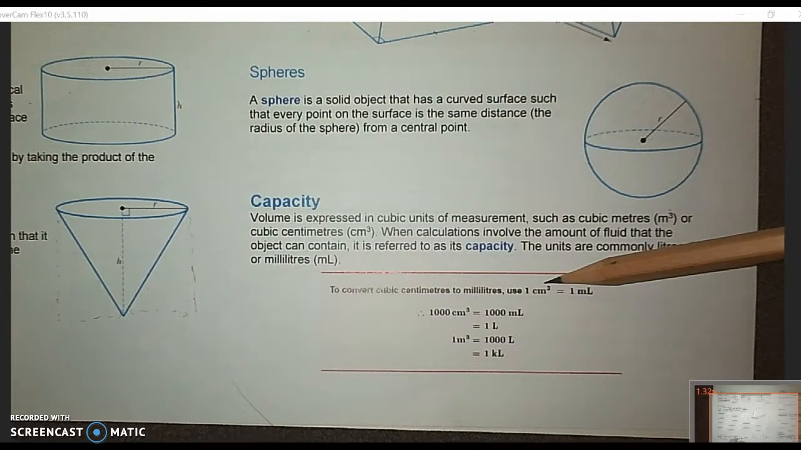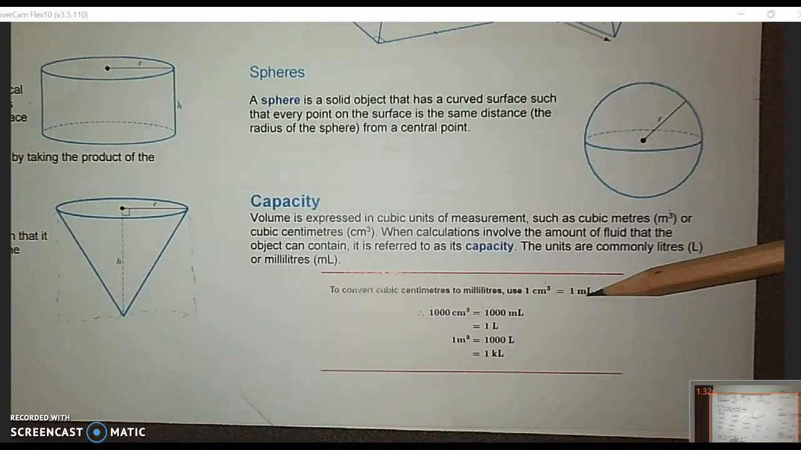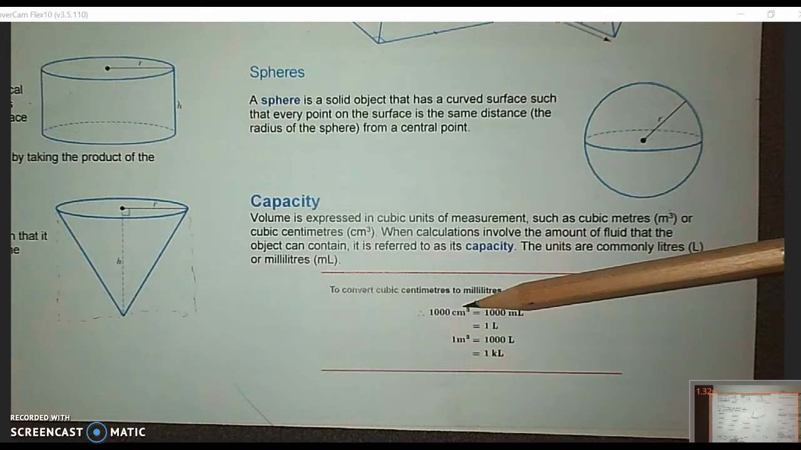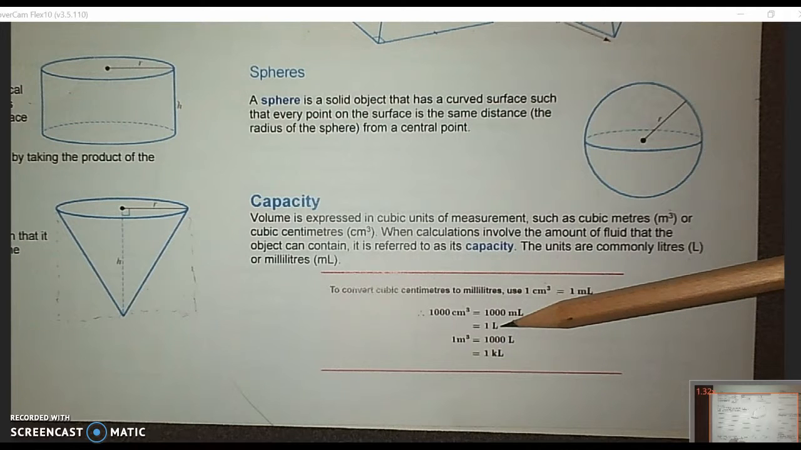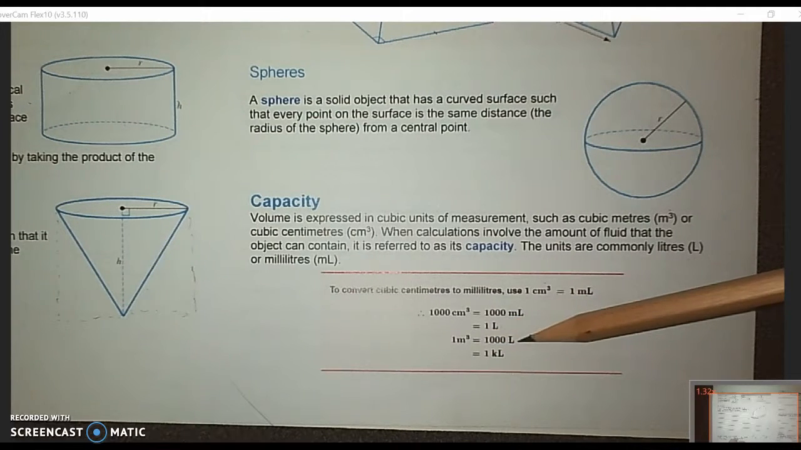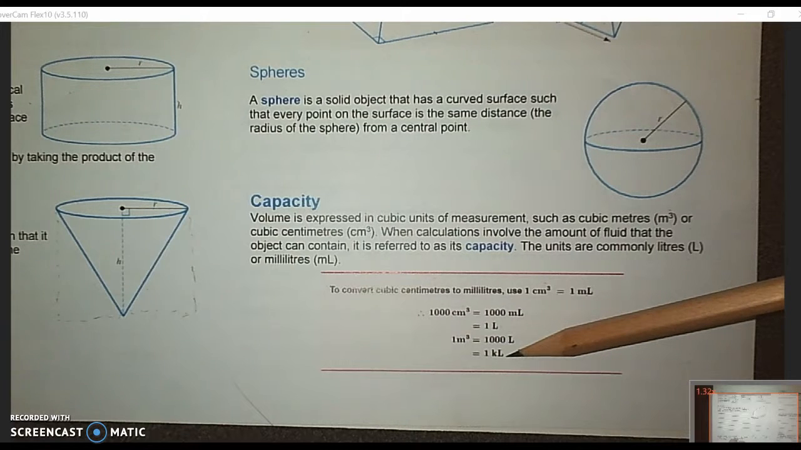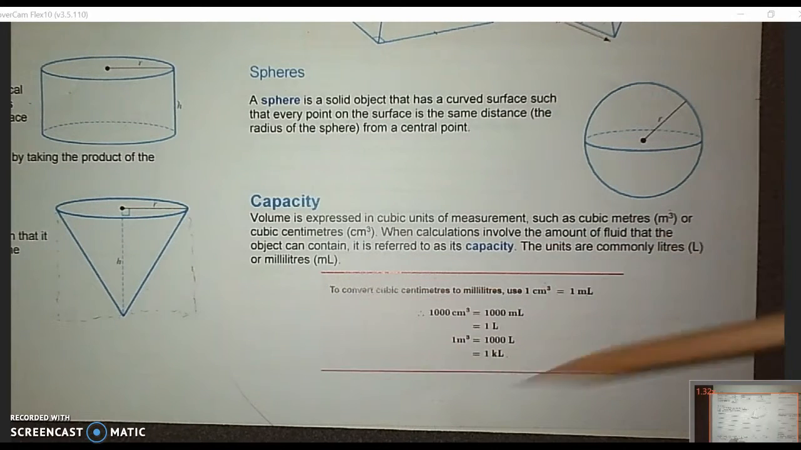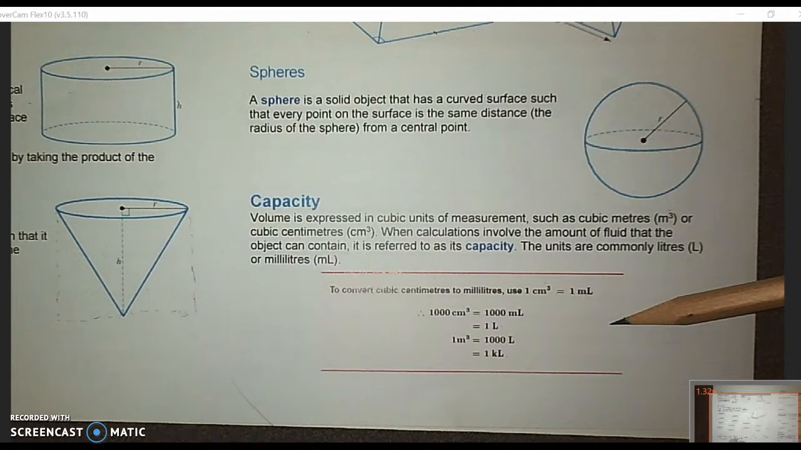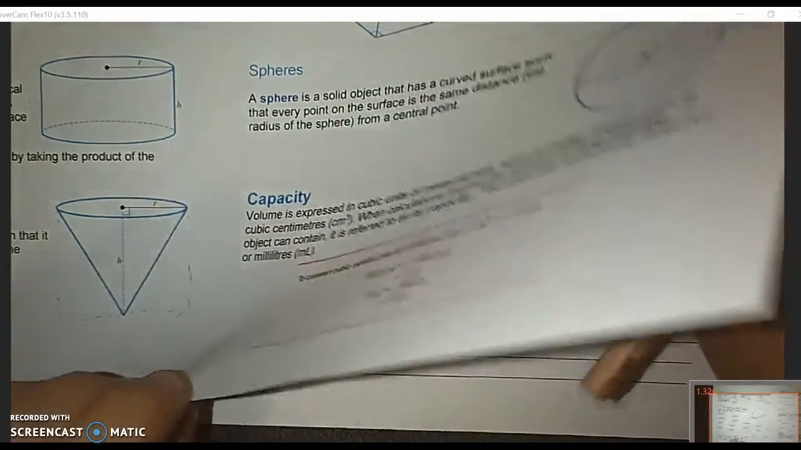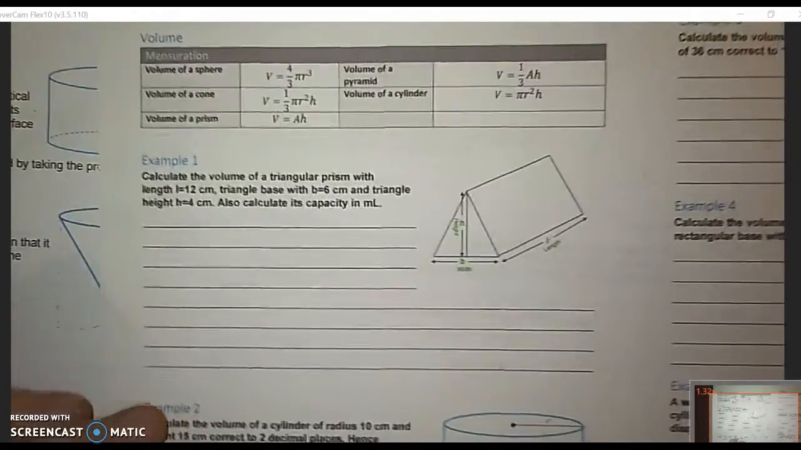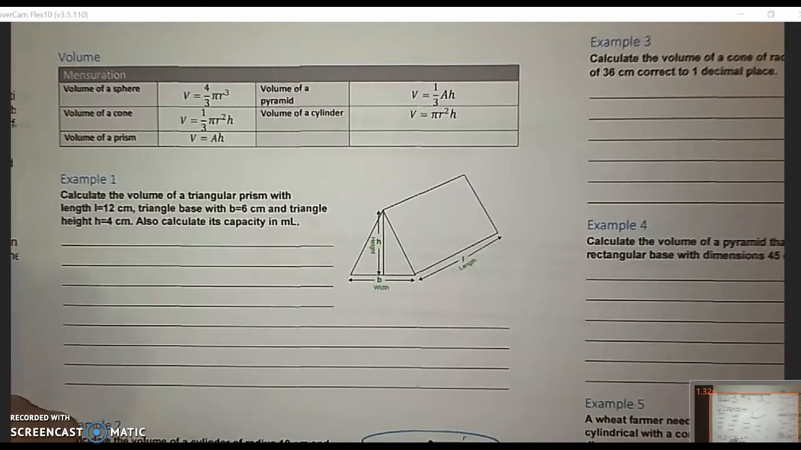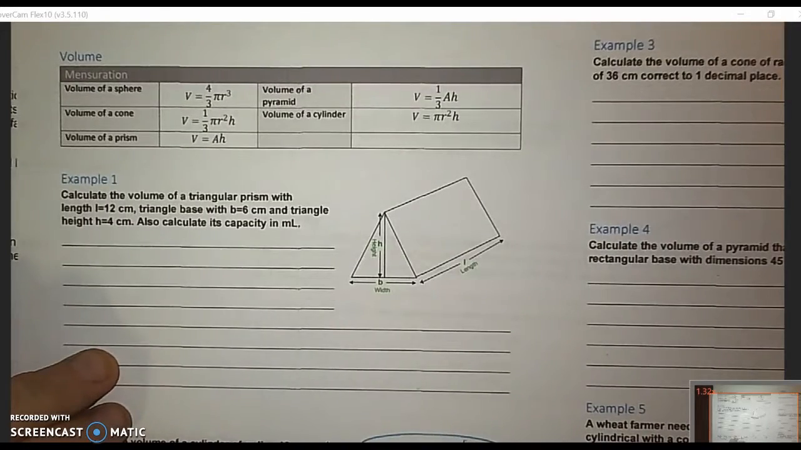So 1 cubic centimetre equals 1 millilitre. So therefore 1,000 cubic centimetres is 1,000 mils, which is 1 litre. 1 cubic metre is 1,000 litres, which is a kilolitre. So you need to be able to convert from volume to capacity. So let's start by working on some examples. I'll just change my sheet over and we'll go through some of the formula that are involved.